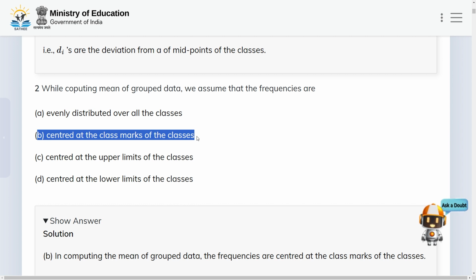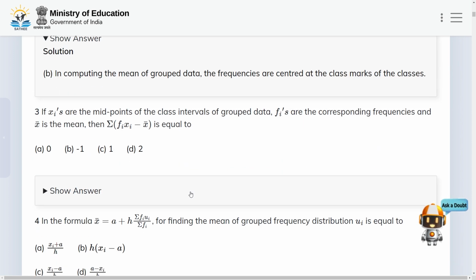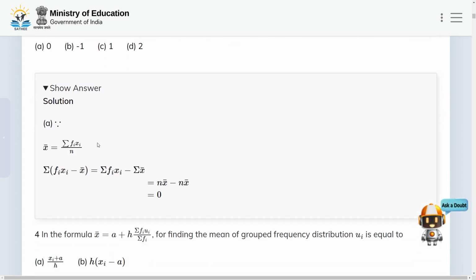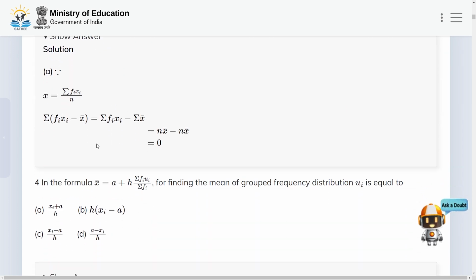Now let us see question number 3. Here we have, if xi are the midpoints of the class intervals of grouped data, fi are the corresponding frequencies and x bar is the mean, then summation fi (xi minus x bar) is equal to what? Okay, so let us find summation fi (xi minus x bar). Since we know the mean x bar is equal to summation fi xi divided by n, where n is equal to summation fi.